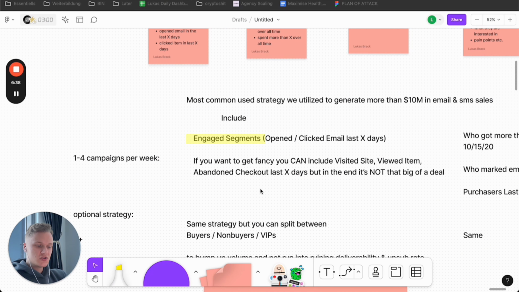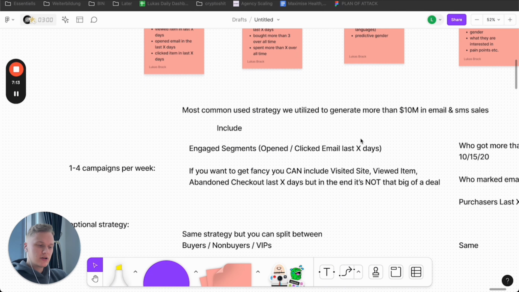That's usually just opened and clicked email in the last however many days you want. You can work around with the dates here. I put X because you need to play around with it, and we use different segments on different accounts because of their deliverability, their list size, their list history. For example, we have one client where the 30 days engaged segment is huge, and most of the people buy within 30 days or not. If we used 180 days, it would be way too much sending, with no real benefit because they are literally not interacting with the emails.